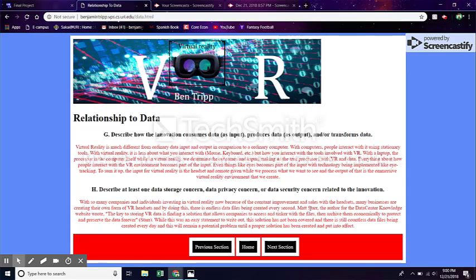Matt Starr was the author of this article, and he stated that the key to storing VR data is finding a solution that allows companies to access and tinker with the files, then archive them economically to protect and preserve the data forever. While it seems easy to say, there's not actually a way that people have found to do this with data files in virtual reality. So the main concern for data storage is just that there's eventually going to be too much, and we're going to have to find a way to store all this data economically.